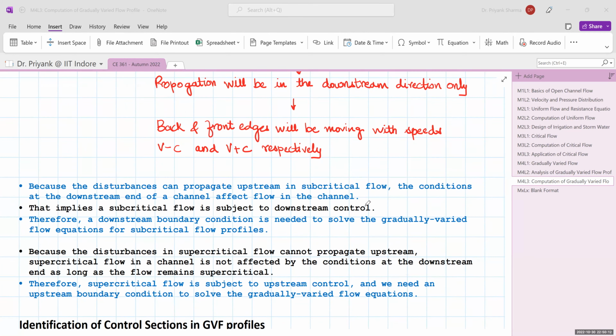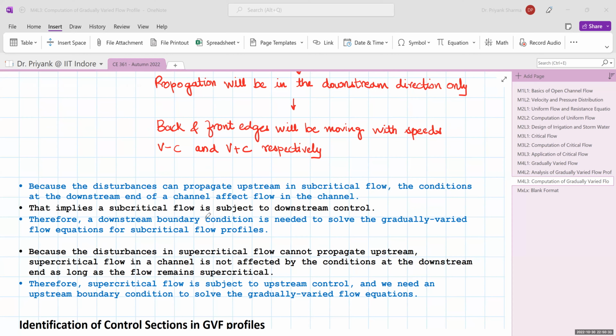So therefore, whenever you are trying to solve a GVF equation for subcritical flow profiles, now you know which are subcritical flow profiles. Like M1 is a subcritical profile, M2 is a subcritical profile, S1. So there, the downstream boundary condition is needed because there is a downstream control.